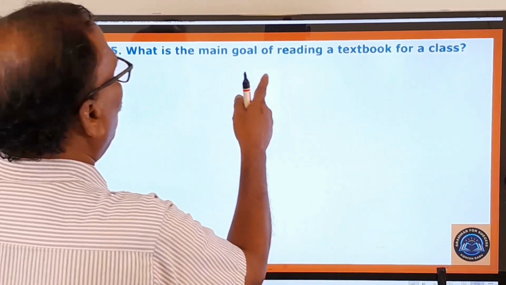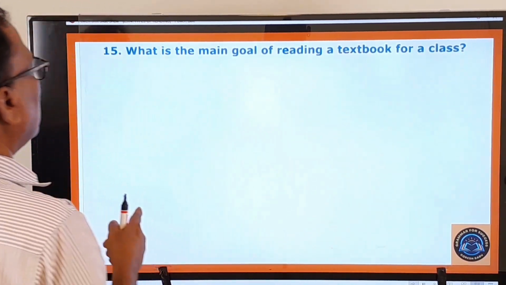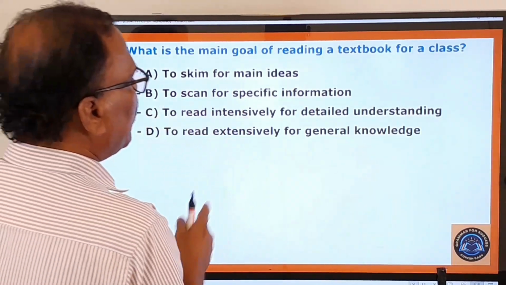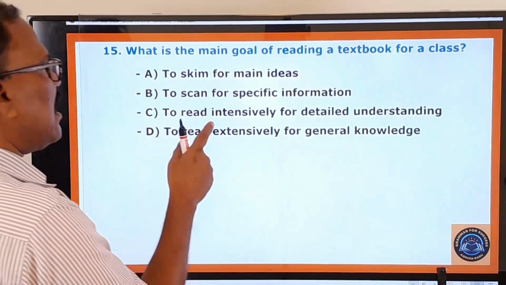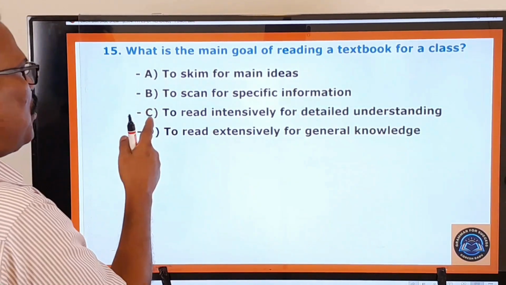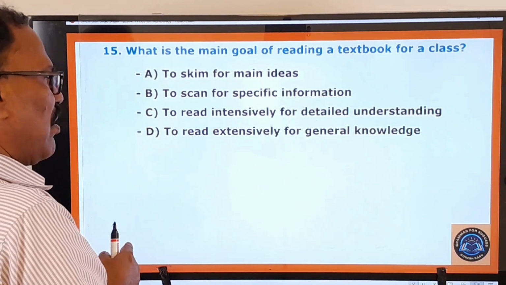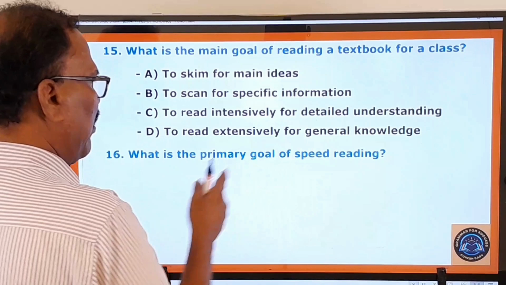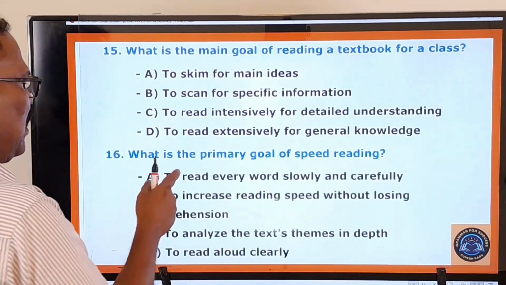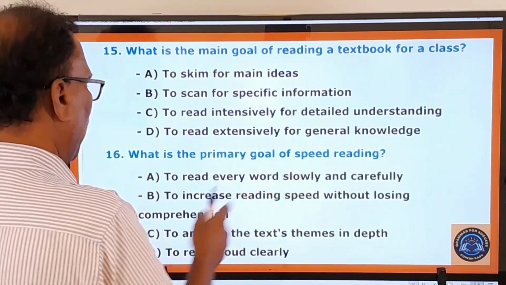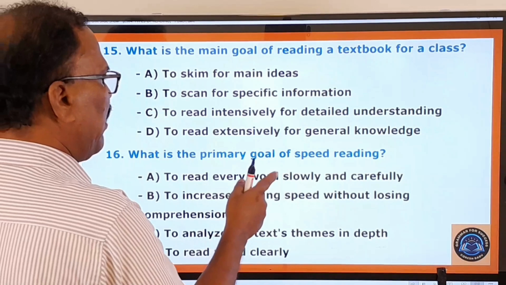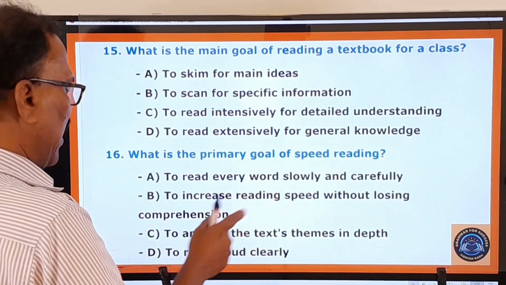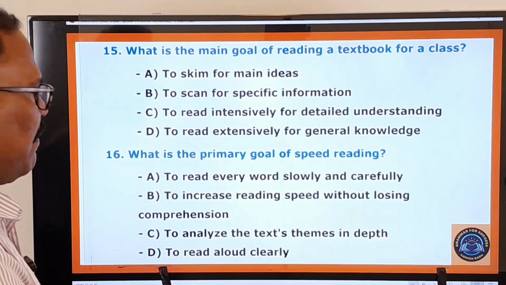What is the main goal of reading a textbook for a class? To skim for main ideas, to scan for specific information, to read intensively for detailed understanding, to read extensively for general knowledge. What is the primary goal of speed reading? To read every word slowly and carefully, to increase reading speed without losing comprehension, to analyze the text's themes in depth, to read aloud clearly.